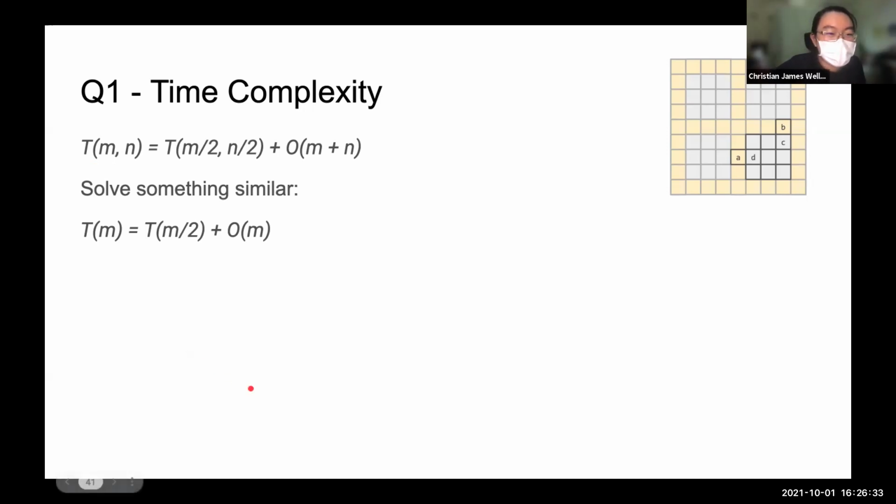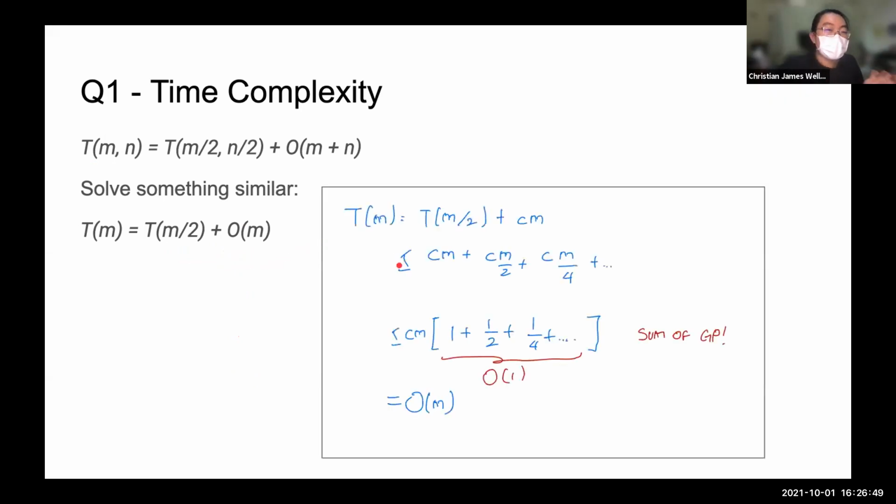So yeah, let's solve something similar first. T(M) equals T(M over 2) plus O(M). In case you didn't notice, this was a quickselect recurrence. So if you know the time complexity of quickselect, then it's essentially the same. But usually I try to use a recursion tree or just expand them. So see this, I start with T(M) equals T(M over 2) plus CM. I expand it. I start with CM. Next stage is CM over 2, by substituting into this recurrence.